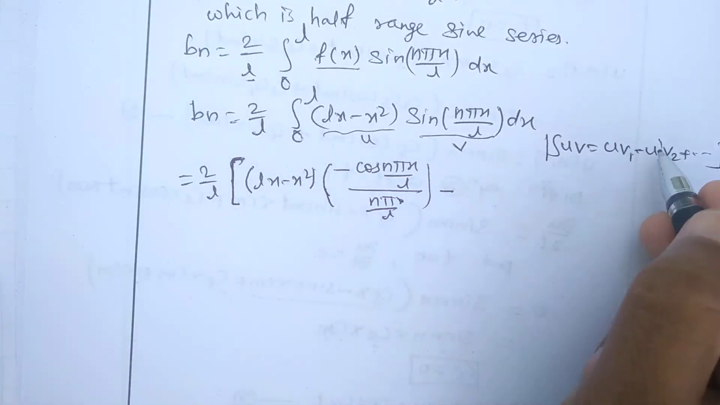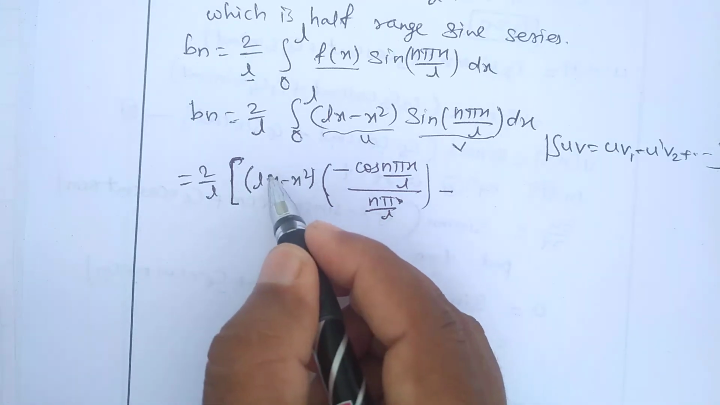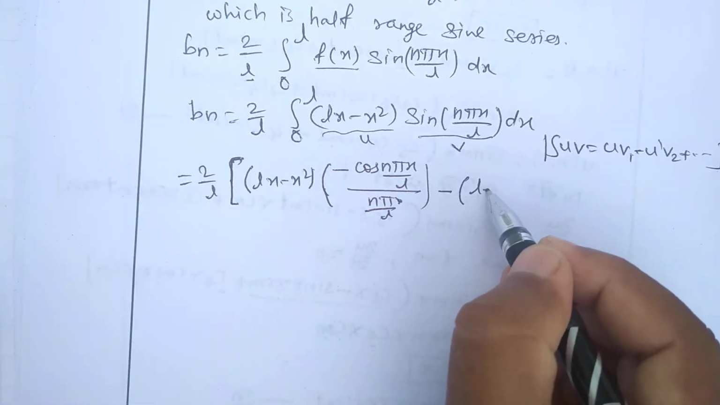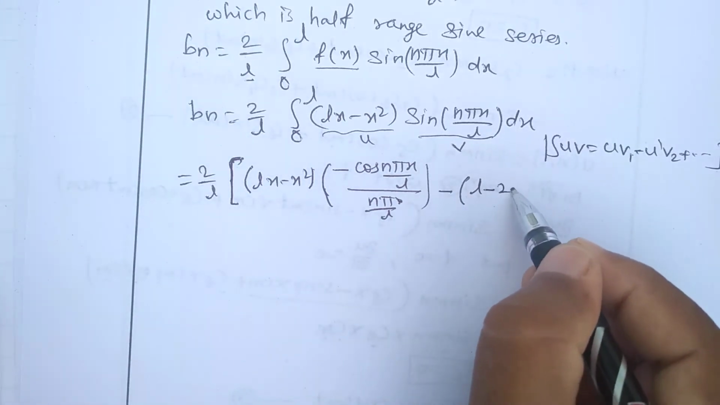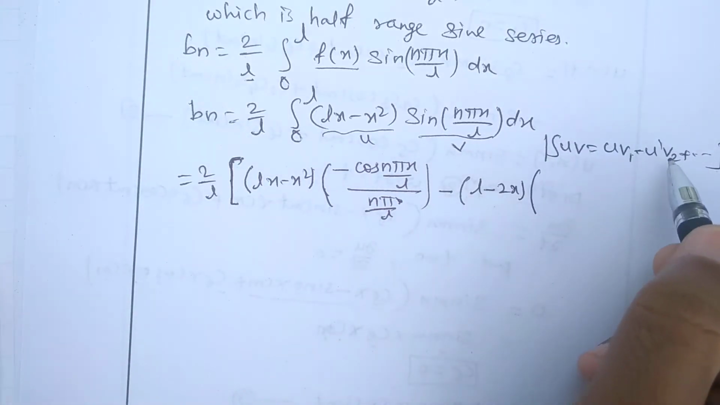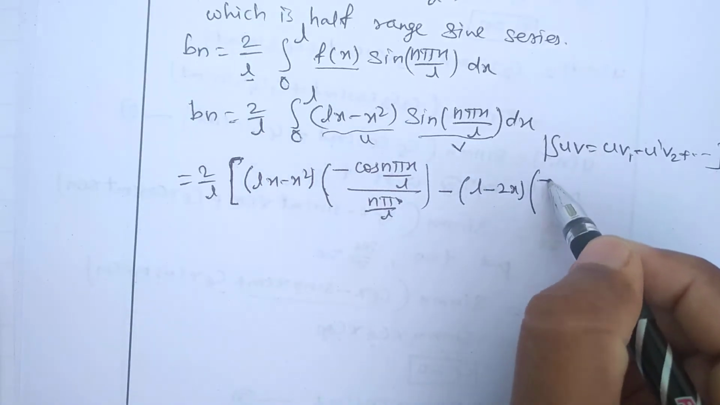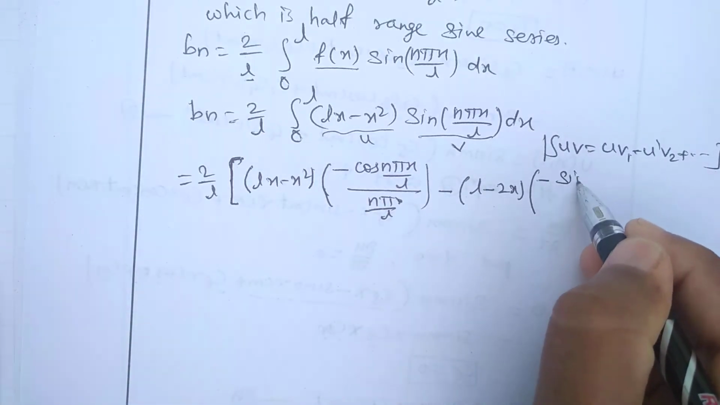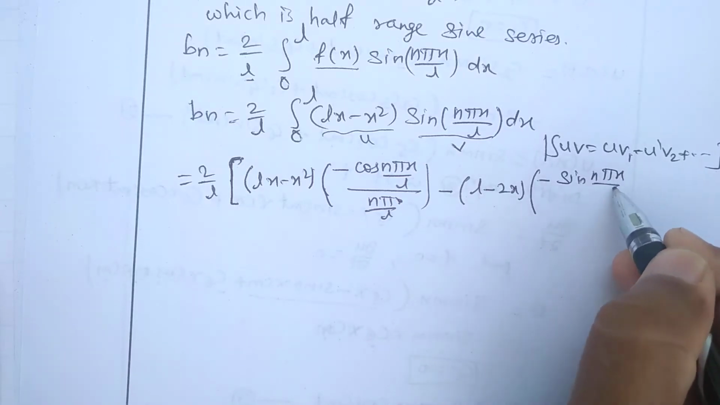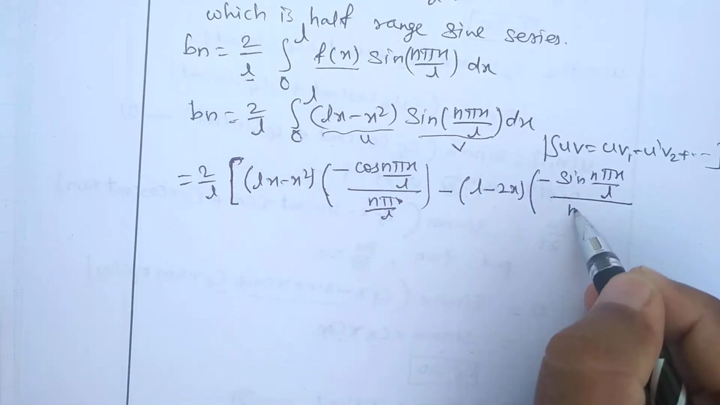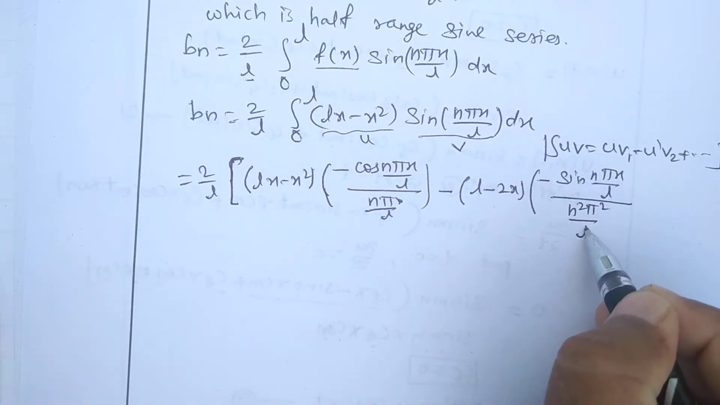Second sign minus sign, then u dash, that is derivative of this bracket. So derivative of Lx is L and derivative of minus x square is minus 2x into v2, that means integration of this bracket, minus sign as it is, integration of cos is sine n pi x upon L upon n pi by L, but already there is n pi by L, so we will get n square pi square by L square.